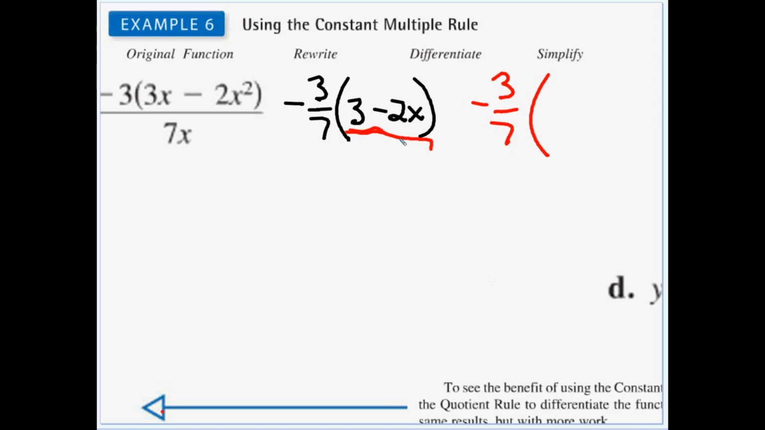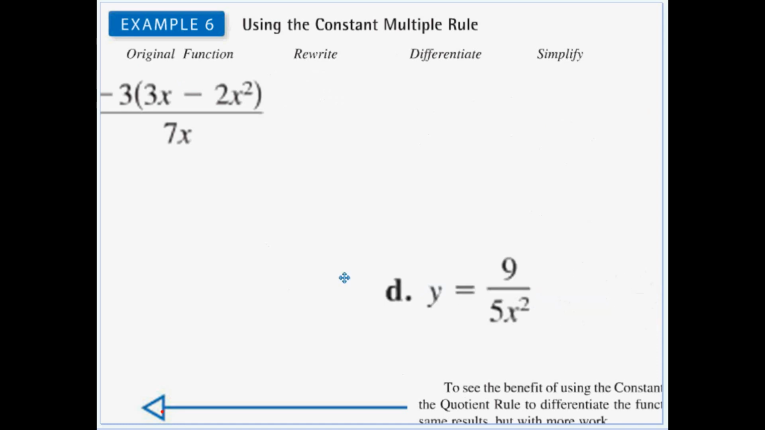When we differentiate in the parentheses, the 3 derives away, negative 2x derives to negative 2. And then we can just multiply those together. Negative times negative is positive. 3 over 7 times 2 over 1 will be 6 over 7, 6/7.